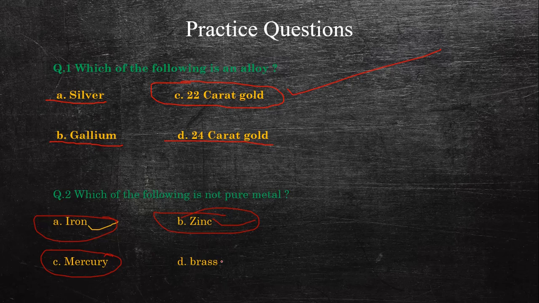Now you guys have homework to find out. It's simple homework, you just have to search on Google: what are the alloying elements for brass, and what are the alloying elements for 22 karat gold.